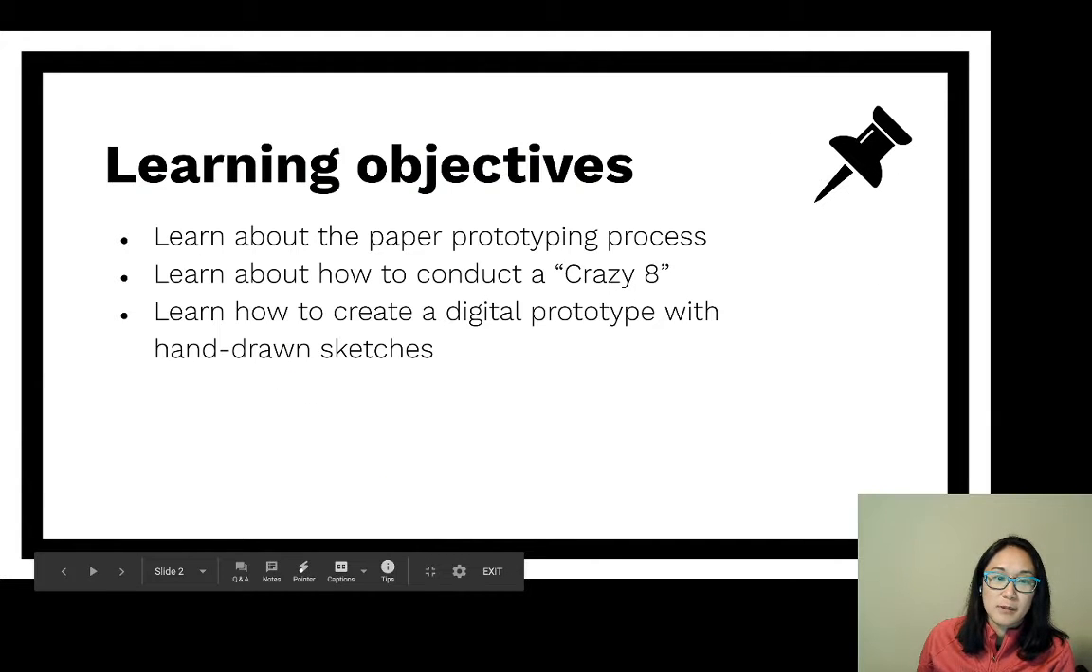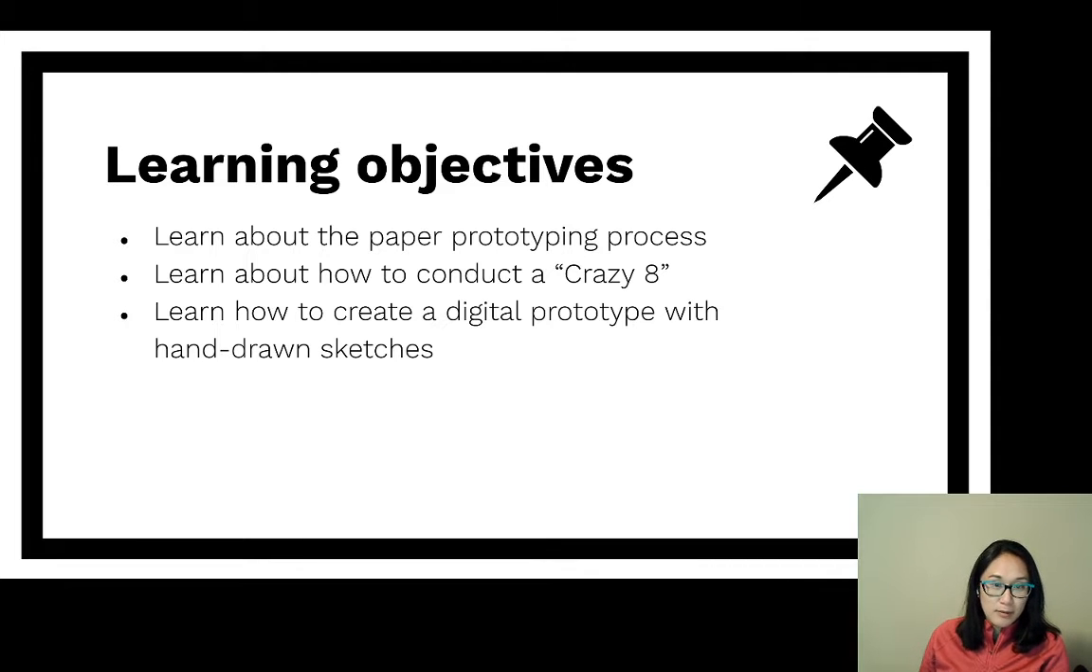Some of the things that I would like you to walk away from this video with is information on generally the paper prototyping process, what it is, what it entails, and also how to create one. And part of that process is going through a process called the Crazy8 exercise, where we draw 8 radically different ways to solve the same problem in 8 minutes. You will then also take those sketches that you've created in the Crazy8 exercise to then dive deeper into one solution where you then take those drawings and create a digital prototype.